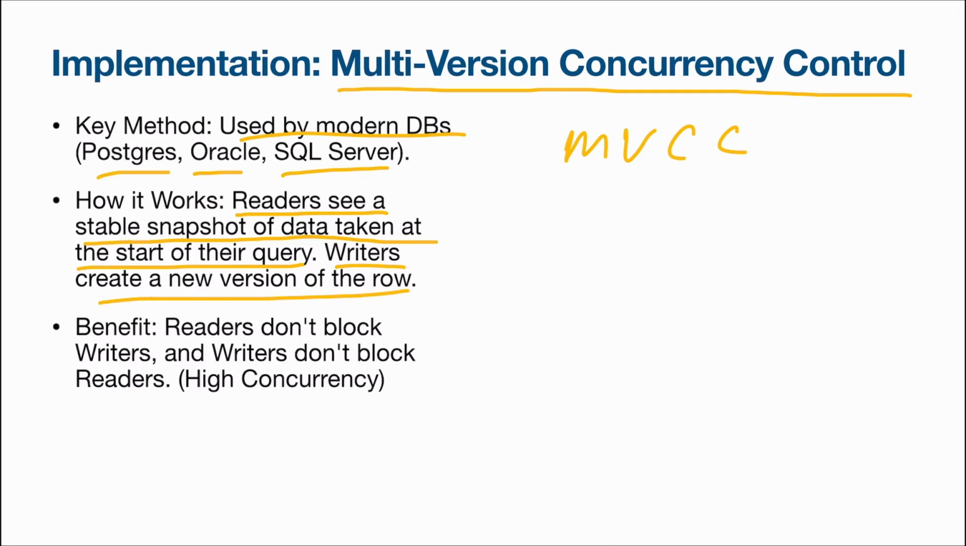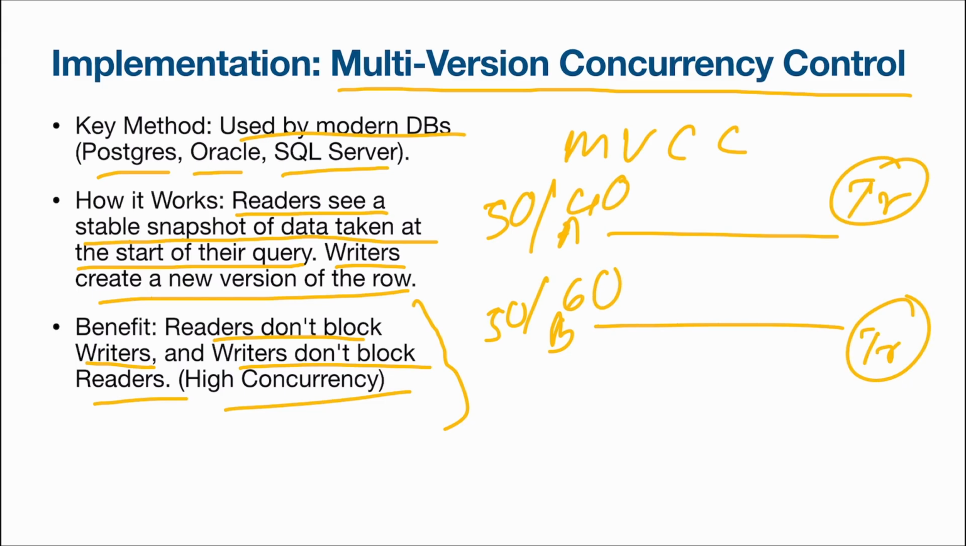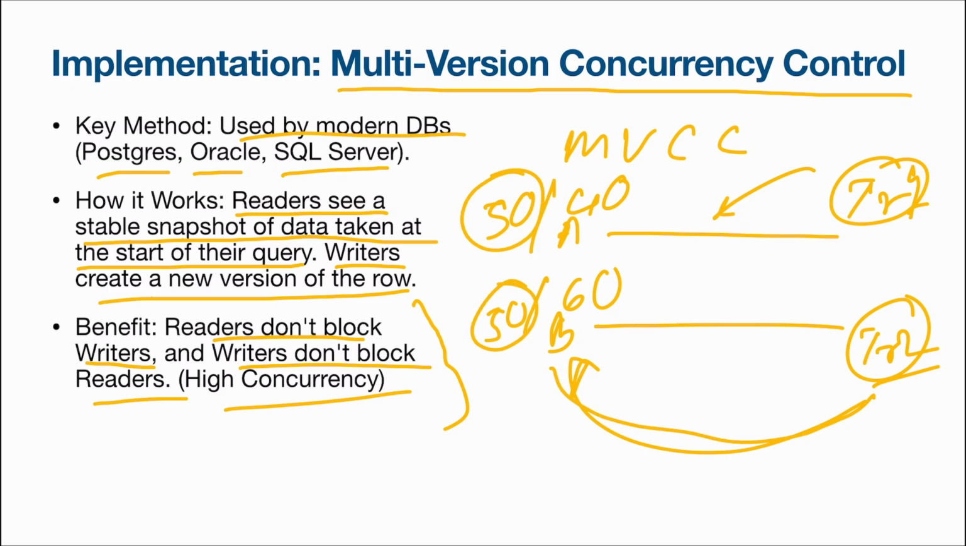What are the benefits? This is the important bit. The readers don't block the writers, and writers don't block the readers. So high concurrency. So just to quickly revisit, there were 2 versions of the data, 50-50 and 40-60. And when transactions are coming, transaction 1 is writing to the database, and it is not blocking transaction 2, which is just reading the database. So writers don't block the readers, and vice versa, because transaction 2 is simply looking at the value that has been committed by some previous transaction.